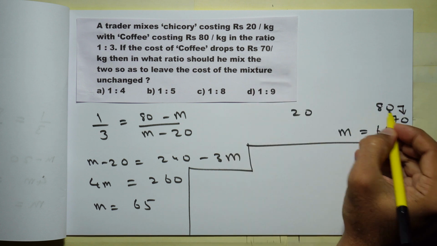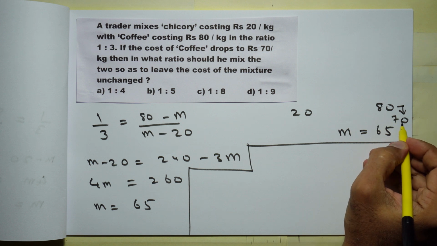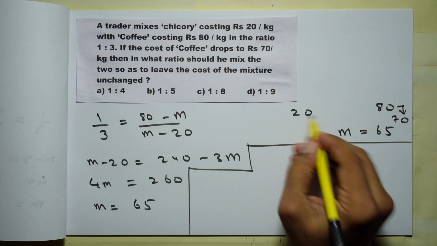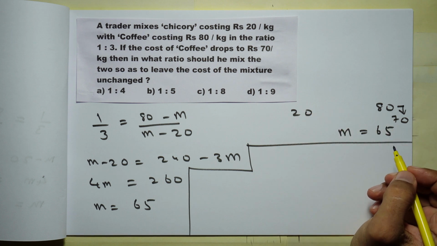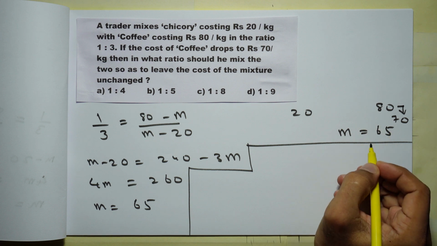This 65 should remain unchanged. Now find the ratio in which they should be mixed when the price has now dropped from 80 to 70. Now the expensive one costs only 70. You need to retain this mean price of 65. Now in what ratio should they be mixed? Again we'll substitute into the mixtures and allegations formula and we'll get the ratio.